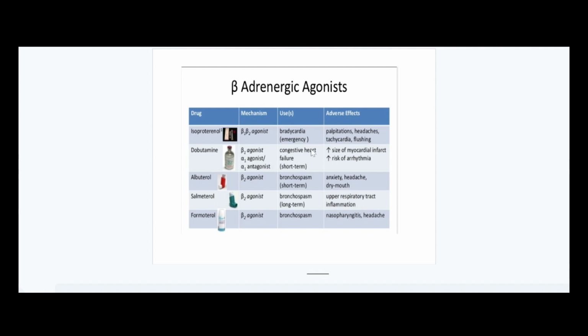Basically, it's for congestive heart failure and it is for short term. It is an alkaloid that is derived from plants, very, very toxic. It can cause heart attack, it can lead to arrhythmias. We have albuterol, which is a beta 2 agonist.